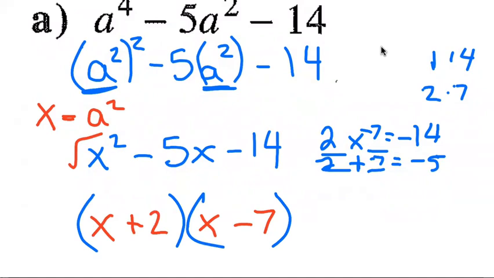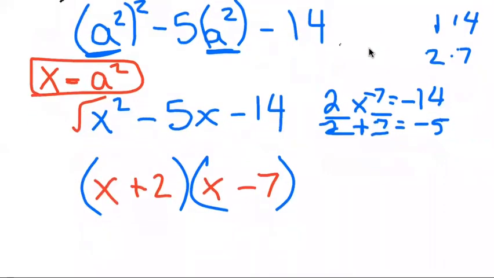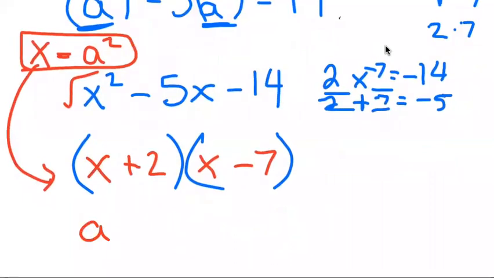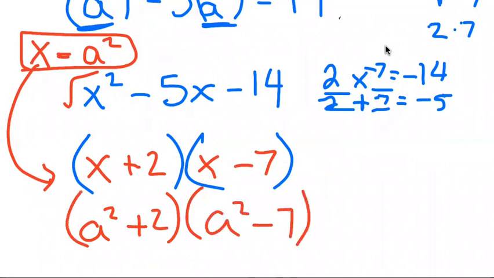Except now we have to remember, we did this replacement, right? So I have to put that back in. I simply replace every x with an a squared. So I get a squared plus 2, a squared minus 7. Done.